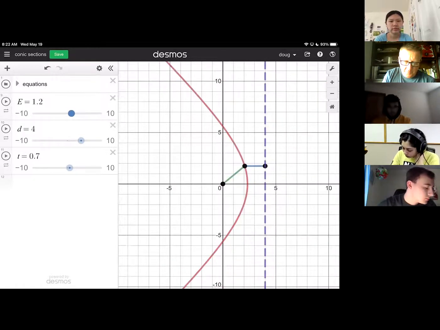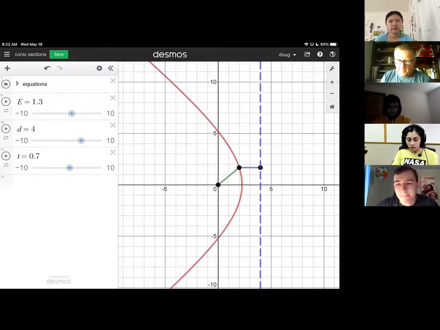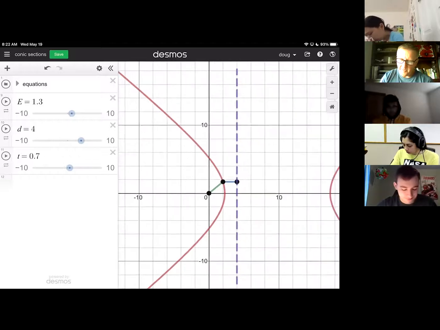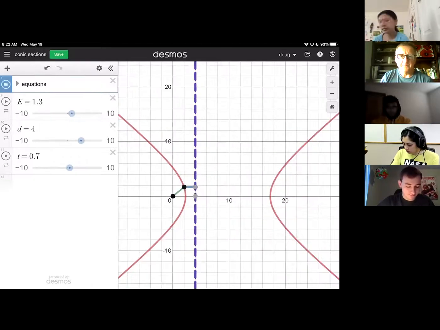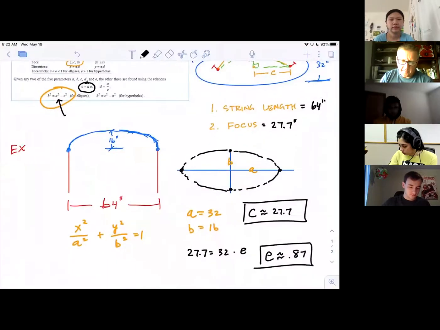But what happens if it's more than 1? Notice if it's more than 1, well, you might think we just got a parabola again, but we didn't get a parabola because look, there's another side to it. So again, that's what E or eccentricity tells you. Maybe we'll play with that a little more in a second.